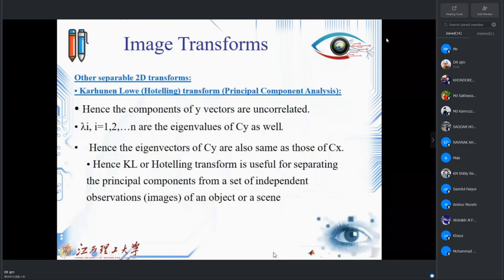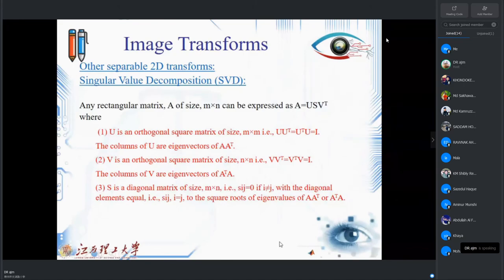Here you will see that there is one more method that we call singular value decomposition, which we call SVD, in which any rectangular matrix A of size m by n can be expressed as A is equal to U S V transpose. U is the orthogonal square matrix of size m by m, and the columns of U are eigenvectors of A times A transpose. V is the orthogonal square matrix of size n by n. Again, the columns of V are eigenvectors of A transpose times A, and S is the diagonal matrix of size m by n with diagonal elements equal to the square roots of the eigenvalues.